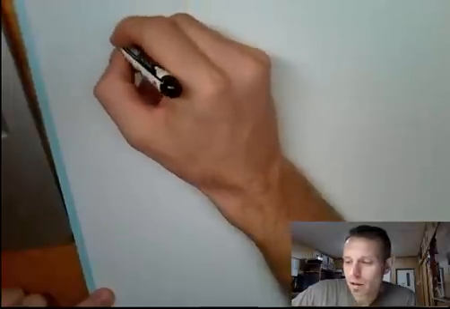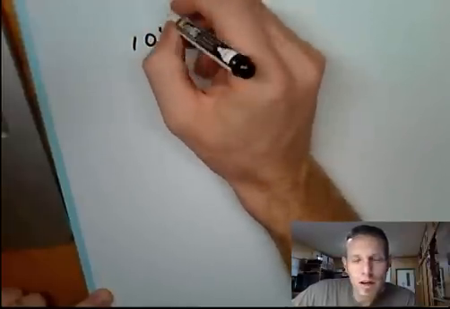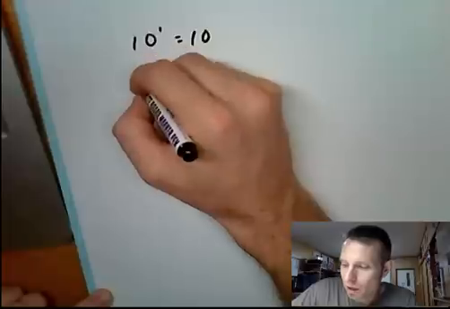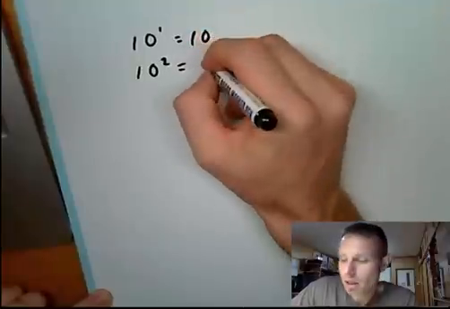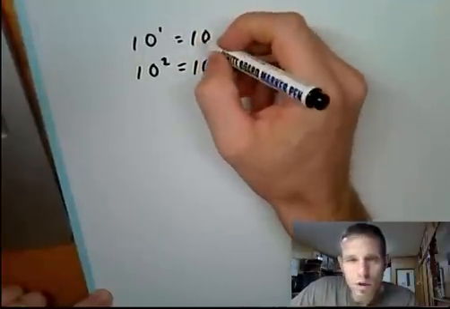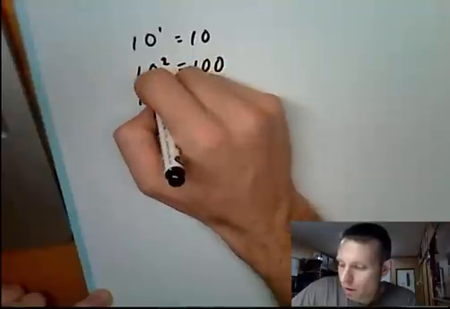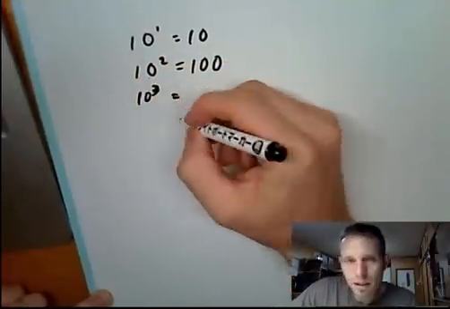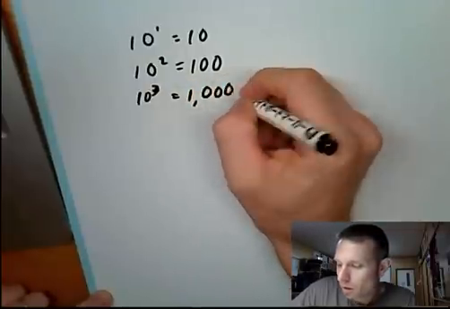Let's do a really quick review. If we have 10 to the first power, we know that is 10. If we have 10 to the second power, that's 10 times 10, which is 100. And if we have 10 to the third power, well, that is 10 times 10 times 10, which is 1,000.